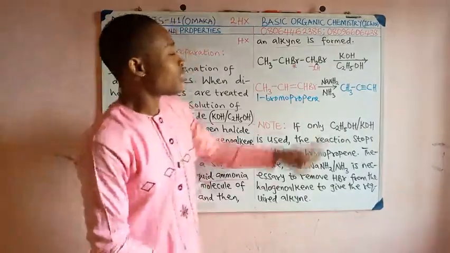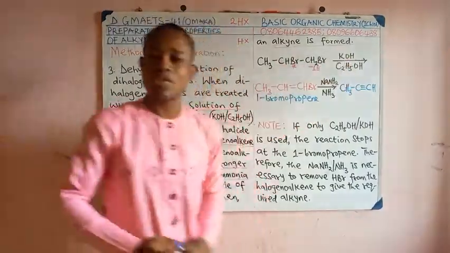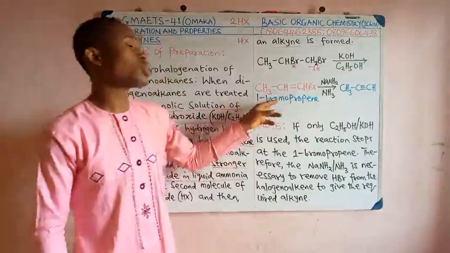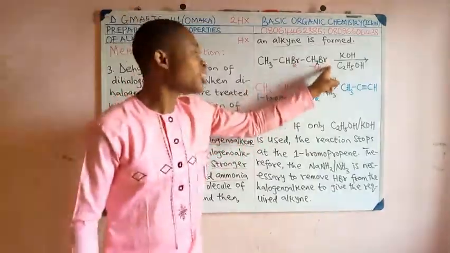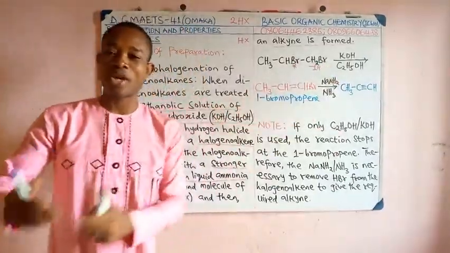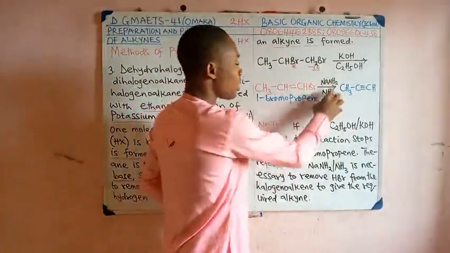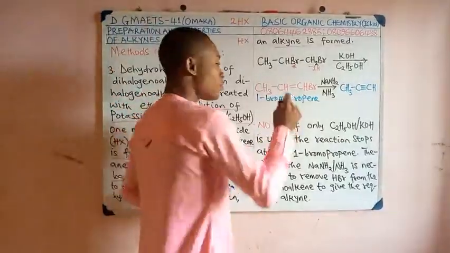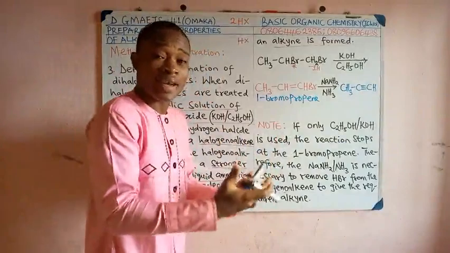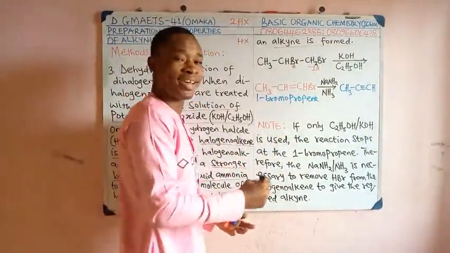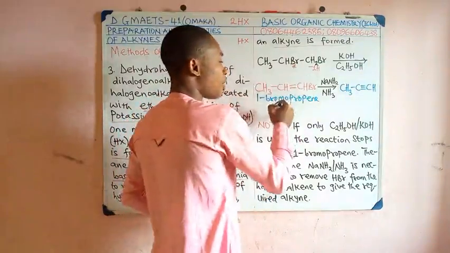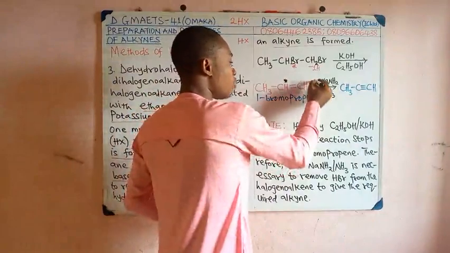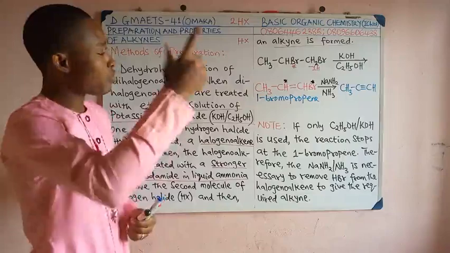Now, the ethanolic solution of potassium hydroxide is not strong enough to remove hydrogen halide from this 1-bromopropane. It's not strong enough. Therefore, we need a stronger base. And this is where the sodamide in liquid ammonia comes to play. So what's going to happen in the process? In the process, remember you are still removing another extra molecule of hydrogen halide. So what is going to happen here? This hydrogen will be removed. Is that okay? Then we'll come over here and remove this bromine. The hydrogen bromide goes off.